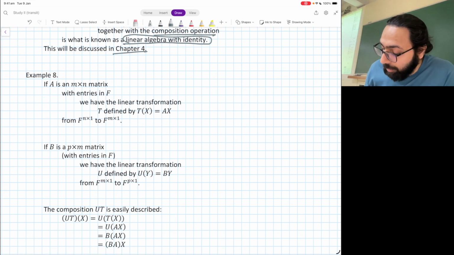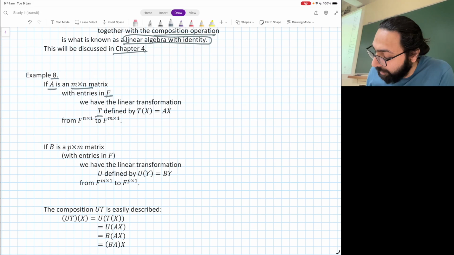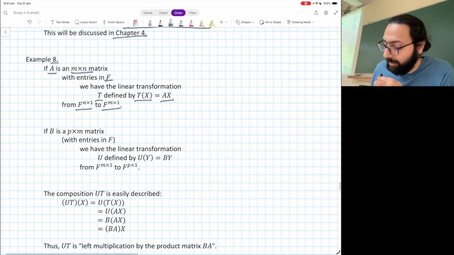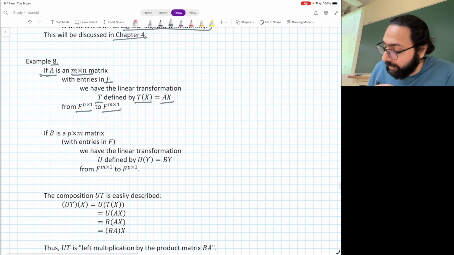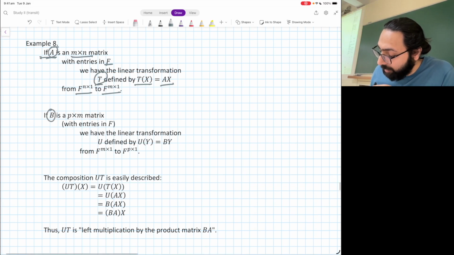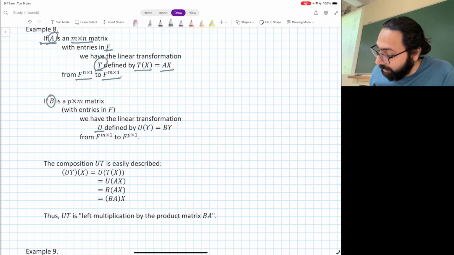Example 8 says the following. Suppose A is an M cross N matrix with entries in F. We have the linear transformation T defined by T acting on X equals AX. It's going to take N cross 1 column matrices and send them to M cross 1 column matrices. This is just matrix multiplication, so this is nothing big. That is how you define the linear transformation capital T using this matrix A. And using matrix B, we define the linear transformation U, which is just matrix multiplication with B.